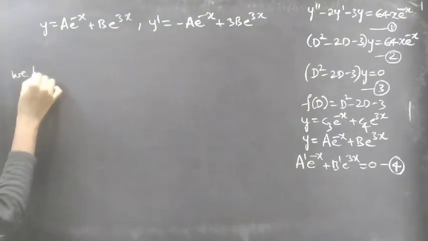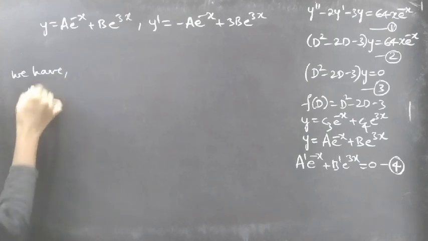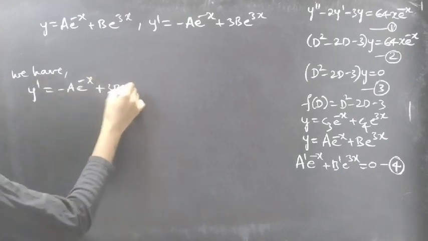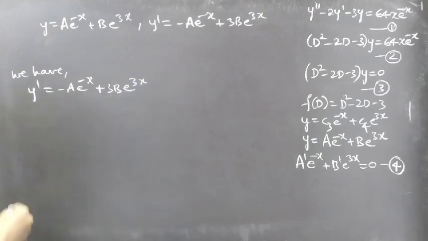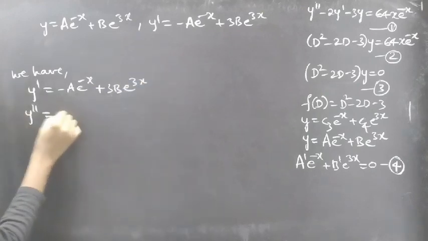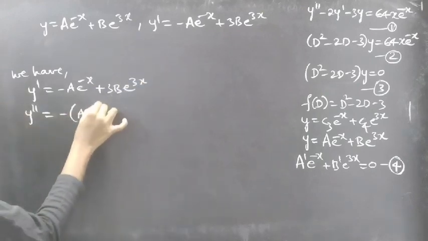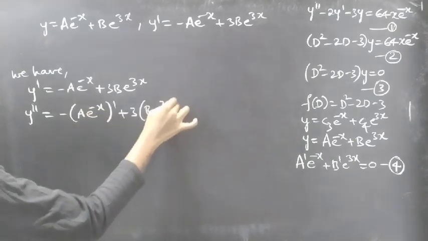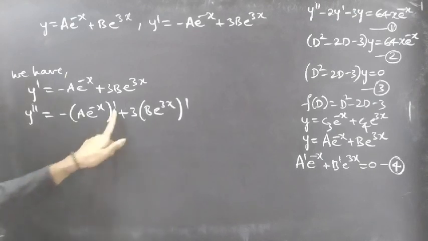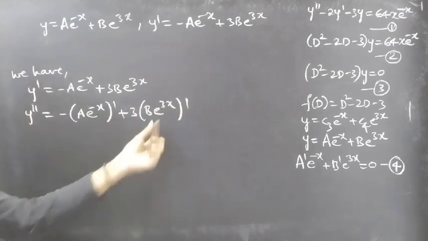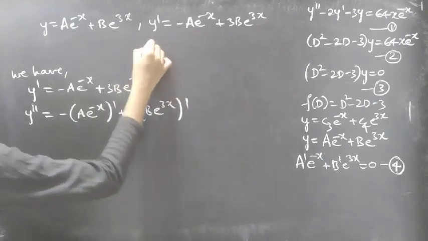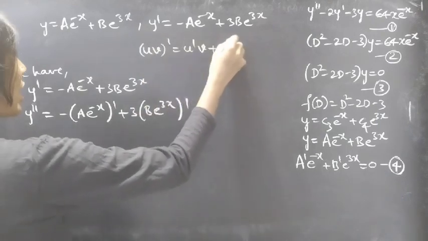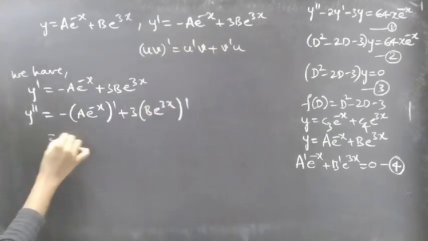We have y' equals minus a e^(-x) plus 3b e^(3x), right? Let's now find y''. y'' equals (minus a e^(-x))' plus 3 into (b e^(3x))'. Here also we need to find the derivative of two functions. Right? So here also we will apply the uv' formula, which is u'v plus v'u. Now let's apply the formula.